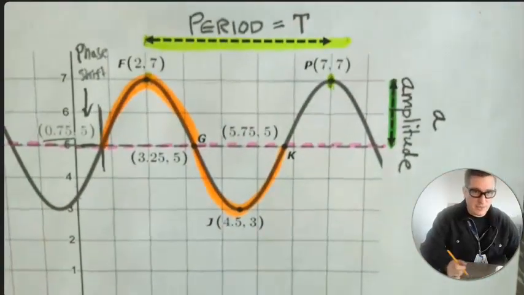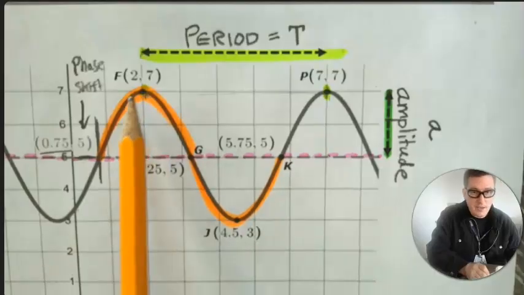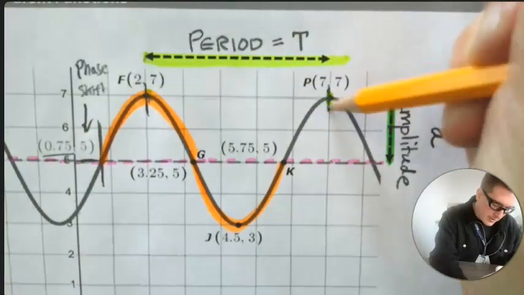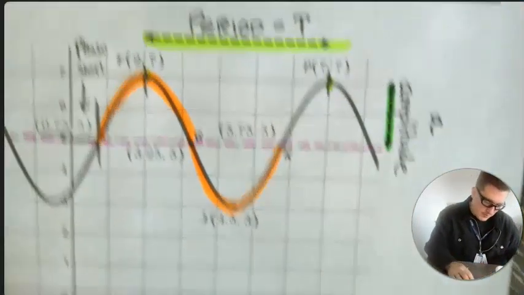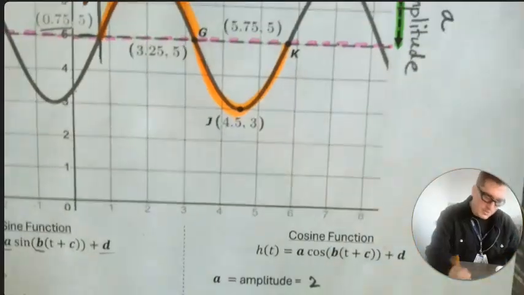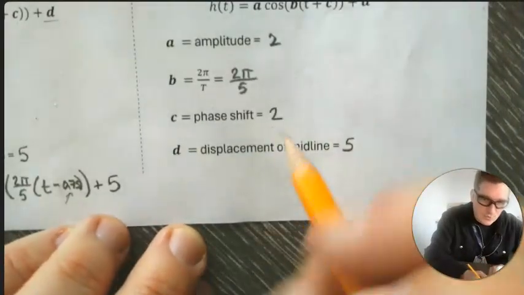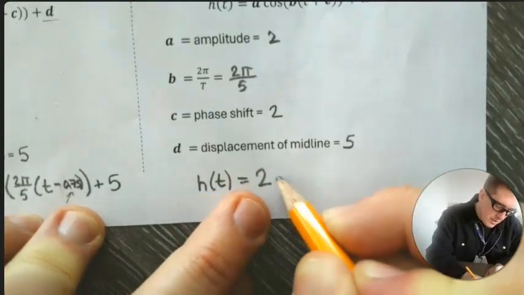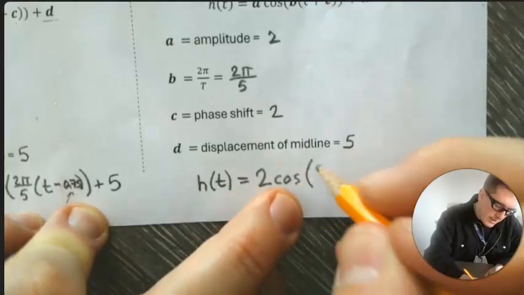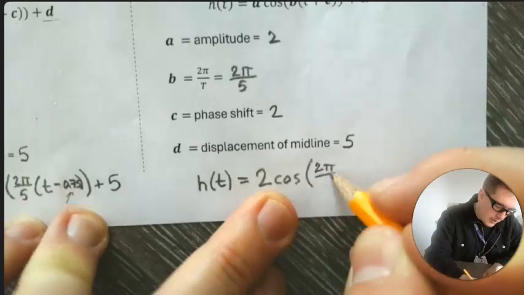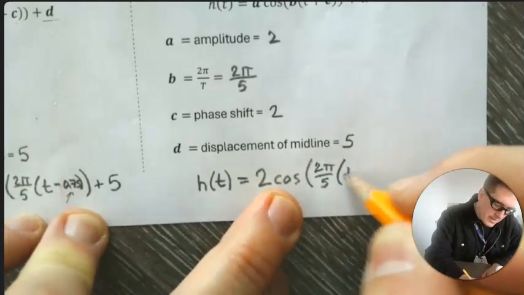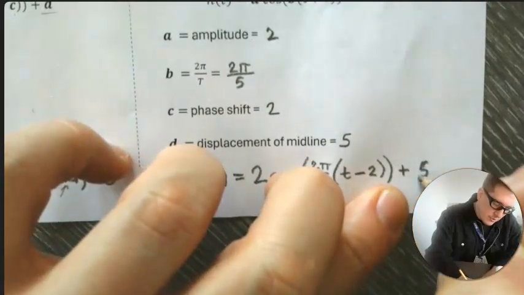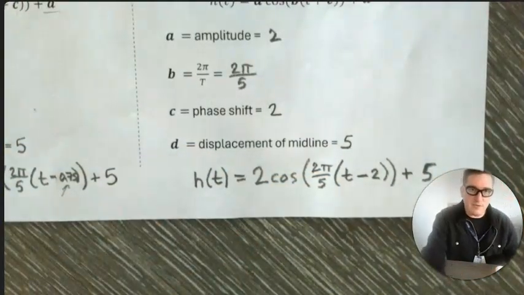Now you have to remember that the cosine function starts here, goes down, and then back up again. So a cosine function would be from here to here. Well, its phase would be 2. So for cosine function, its phase is 2. So that would be h of t equals the amplitude 2 times cosine with the new b value based on the period, t minus 2, with a vertical translation, vertical displacement of 5.